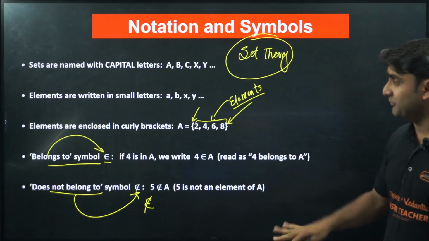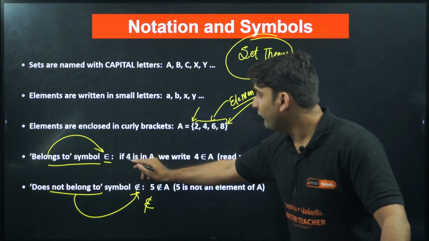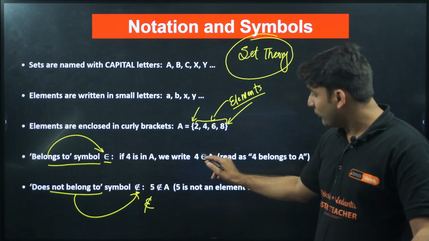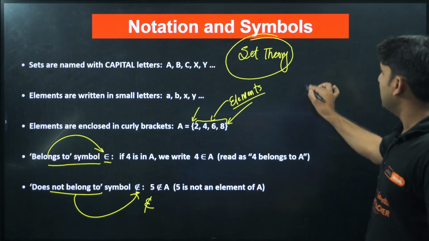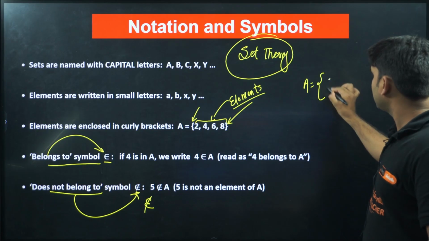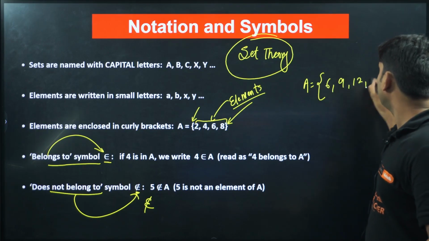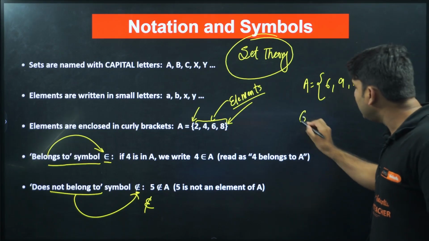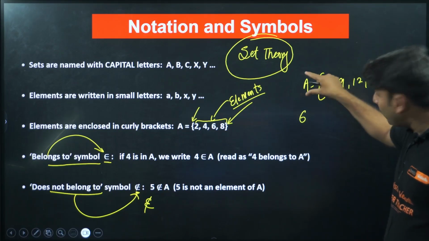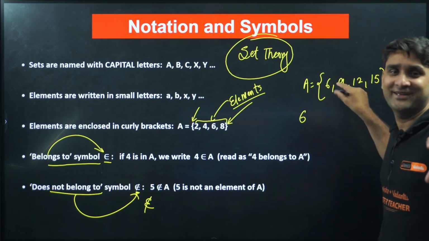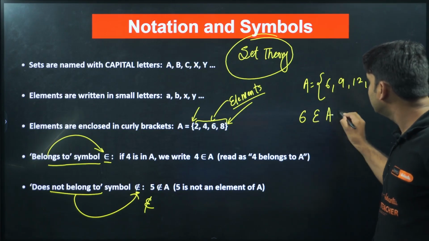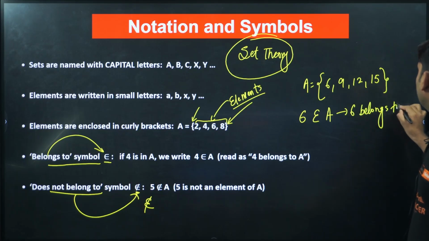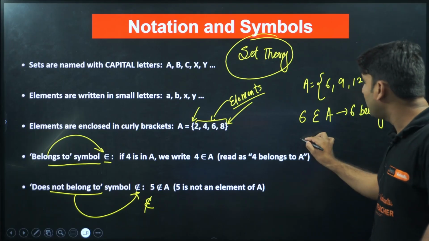For example, listen, when and how to use. If 4 is an element in set A, we can write 4 belongs to A. For example, I have a set here: 6, 9, 12, 15. This is the set, right? Now I can write 6. 6 is an element of this set. It means 6 belongs to set A. So we can write 6 ∈ A. This is read as 6 belongs to A.